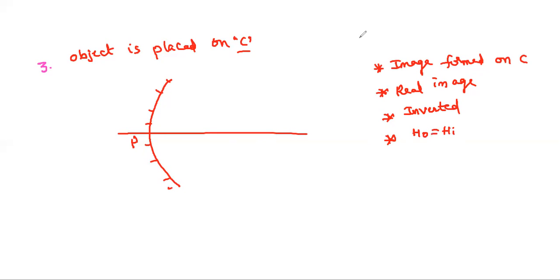Now initially I will take the object. O dash is the object. Since you will get a real image, inverted image, same height image, and moreover the image is also formed on C, I will draw the image also, bottom side of the object. Let us consider that as I dash. Height of the object will be equal to height of the image. This thing I explained. Now take a ray which is passing parallel to the principal axis.